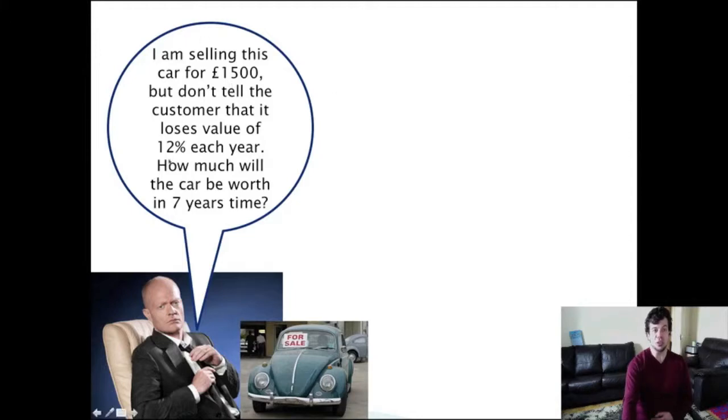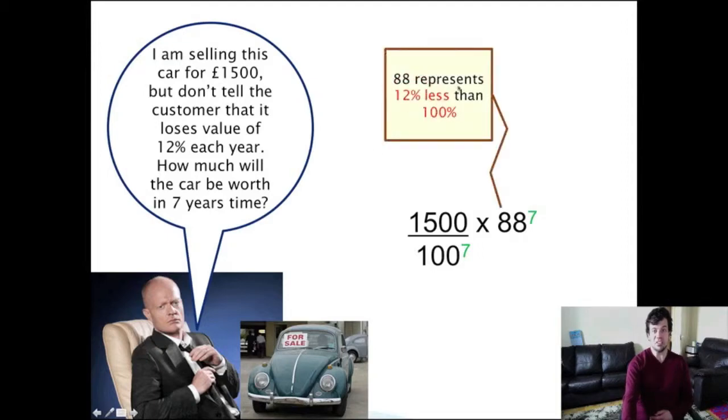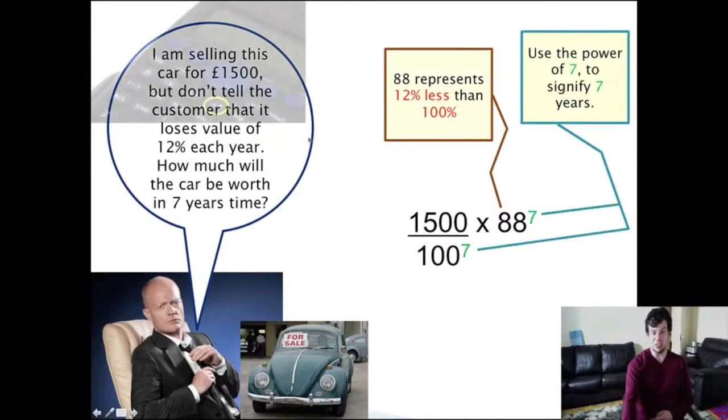But what you need to know is, what is 12% less than 100? You should agree that it's 88. So the calculation is 1500 divided by 100 to the power of 7 times 88 to the power of 7. Always read the question properly. How many years' time are we looking at? How many years' time are we interested in the value of the car? The 88 represents 12 less than 100, and the 7 signifies 7 years.